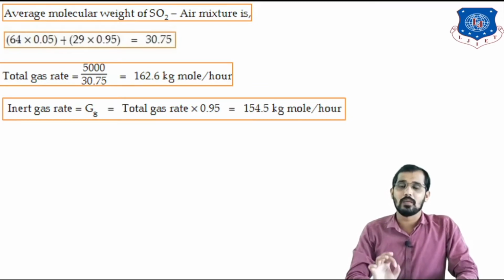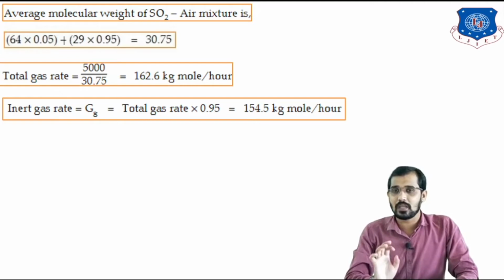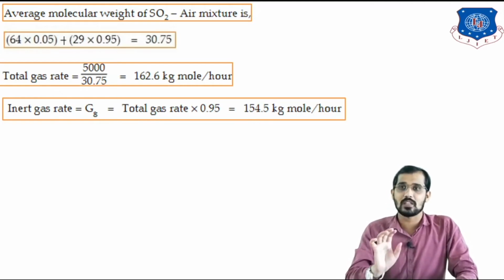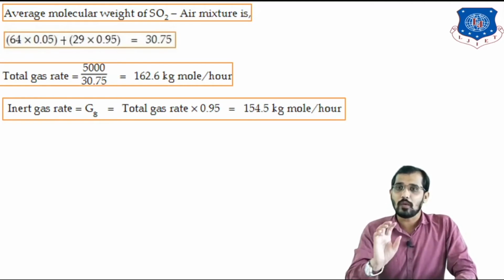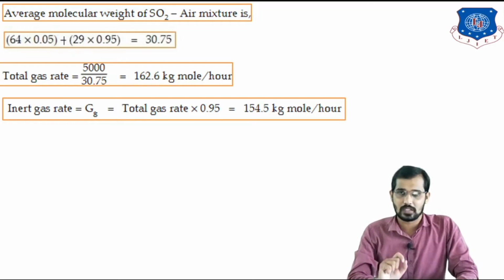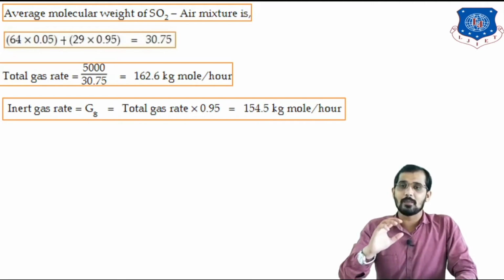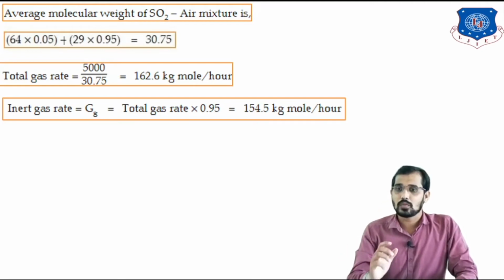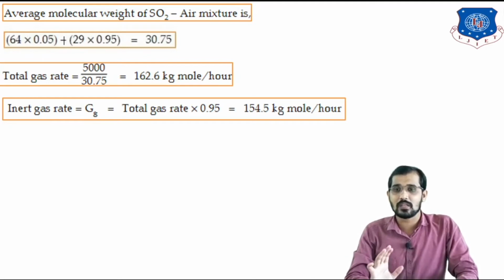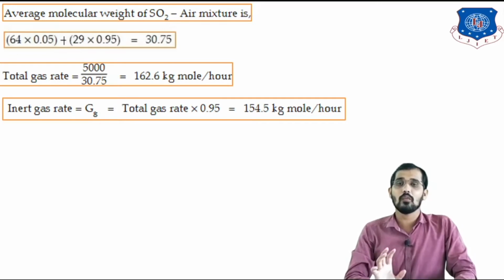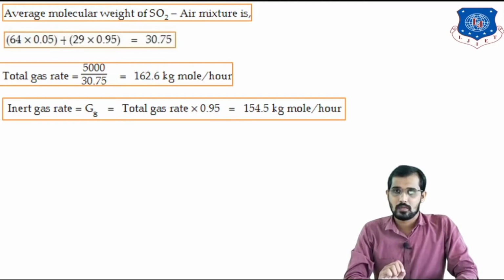Inert gas flow rate means we have a 100% gas mixture, that is nothing but air and SO2 mixture. So 5% is SO2 present in the inlet stream. So 95% is nothing but inert, because that inert is coming as it is in the outlet stream. Okay, so that is nothing but 0.95. So the inert gas flow rate is nothing but 162.6 into 0.95. You will get 154.5 kilomole per hour.